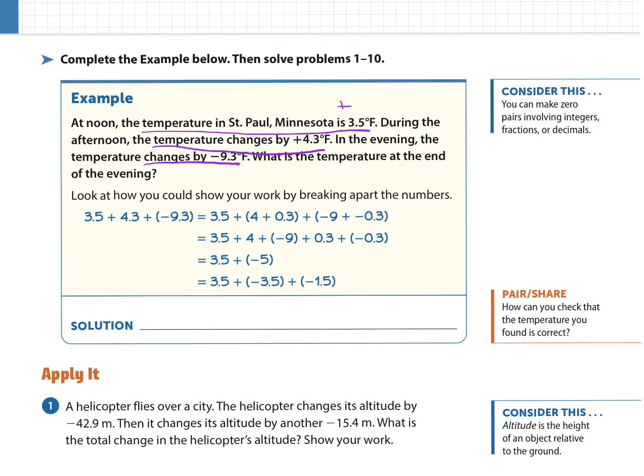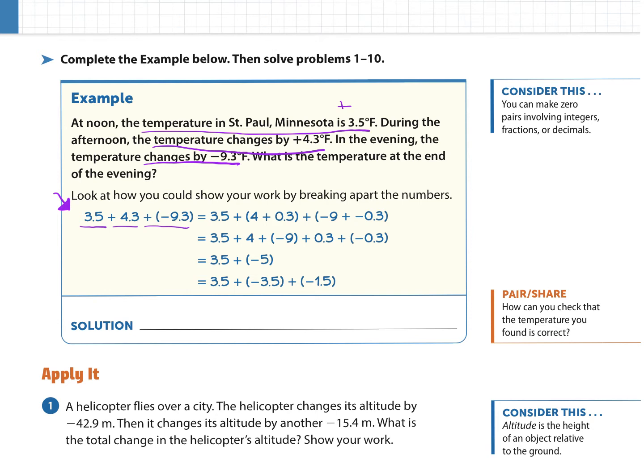All right. So here they've worked it out for you. And I'm going to explain to you what they did because you might like this way and you might want to do your problems like this. So first thing they did was just write out the problem. We have 3.5 plus 4.3 plus a negative 9.3. That's the math problem we're solving.